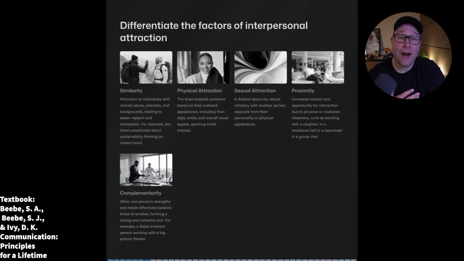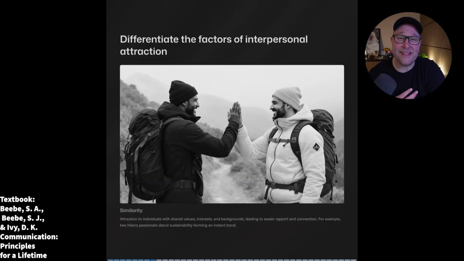a role. How do we differentiate factors of interpersonal attraction, including similarity, physical attraction, sexual attraction, proximity, and complementary attraction? Similarity is attraction to individuals with shared values, interests, and backgrounds, leading to easy rapport and connection. For example, two hikers passionate about sustainability, forming an instant bond.